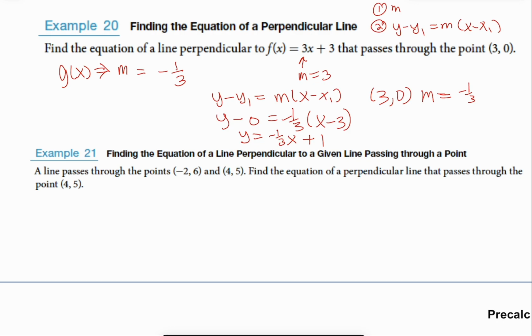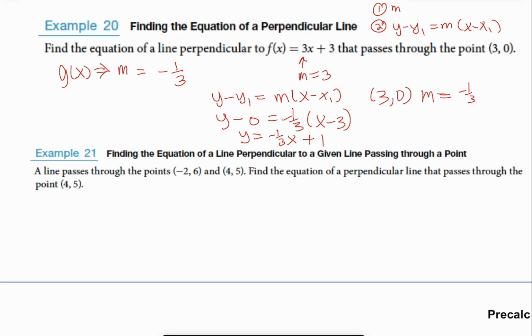Now, if they had mentioned the word parallel, we would have just used 3. We didn't have to flip it. If they say parallel, use the slope that you're given. If they say perpendicular, you're going to flip it over. Okay, so let's read our last example. It says a line passes through the points (-2, 6) and (4, 5). Find an equation of a line that is perpendicular and passes through the point (4, 5).